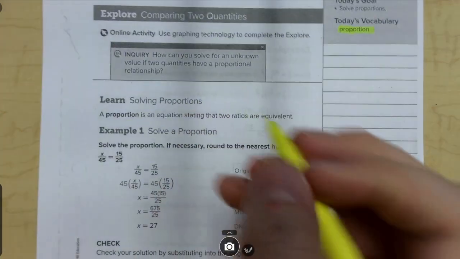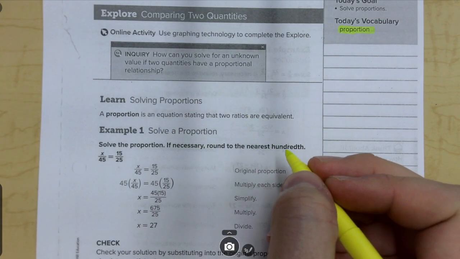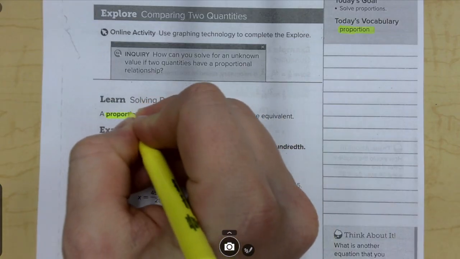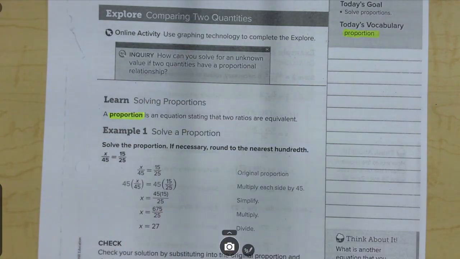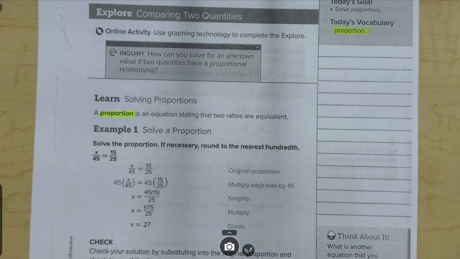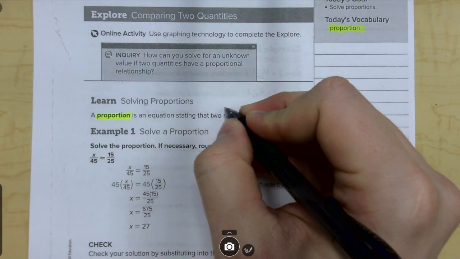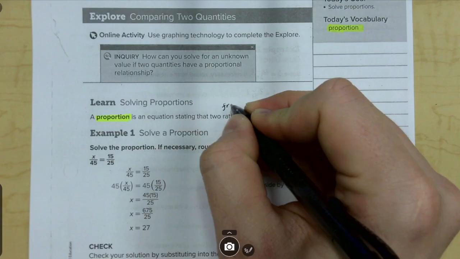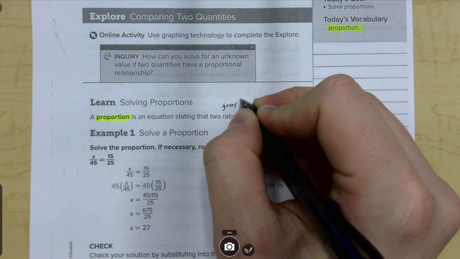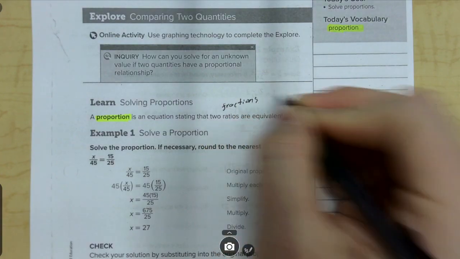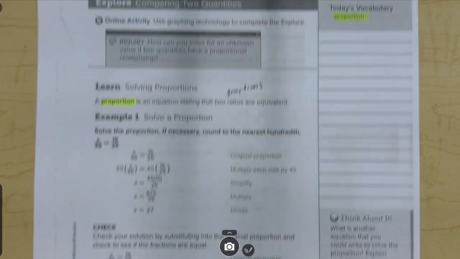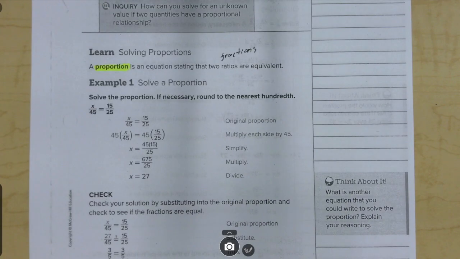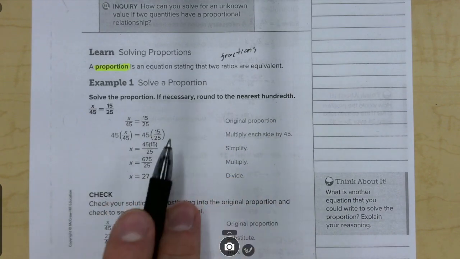Proportions. A proportion is an equation stating that two ratios are equivalent. And anytime you hear the word ratio, that is just a fraction, so anytime we have two fractions being compared to each other. To solve a proportion, it says round to the nearest tenth if necessary.